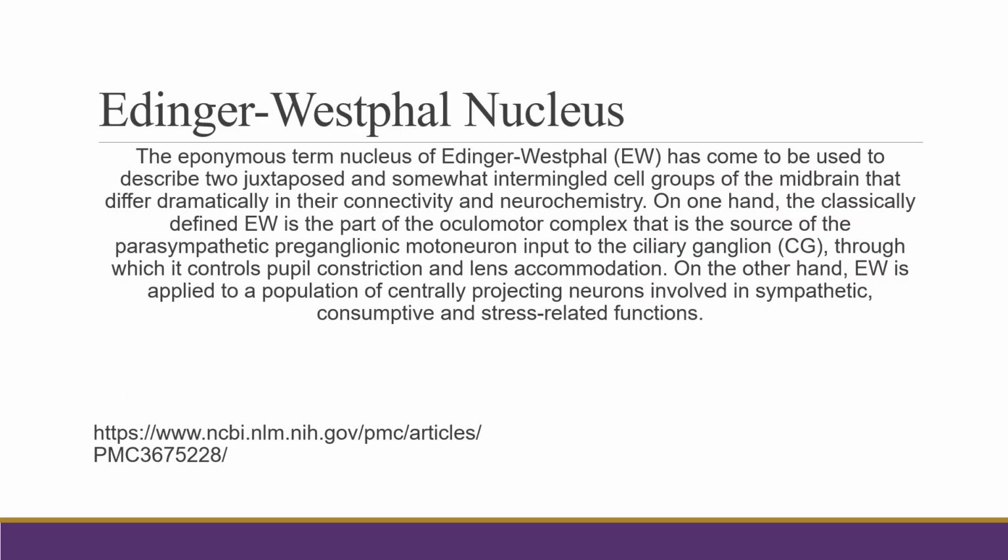A little more information for you on Edinger-Westphal. You might start to see, basically it's pointing out, it has come to be used to describe two juxtaposed and somewhat intermingled cell groups of the midbrain that differ dramatically in their connectivity and neurochemistry. On one hand, the classically defined Edinger-Westphal is part of the oculomotor complex that is the source of parasympathetic preganglionic motor neuron input to the ciliary ganglion, so pupil constriction, lens accommodation. On the other hand, Edinger-Westphal is applied to a population of centrally projecting neurons involved in sympathetic, consumptive, and stress-related functions. So it's a little confusing.